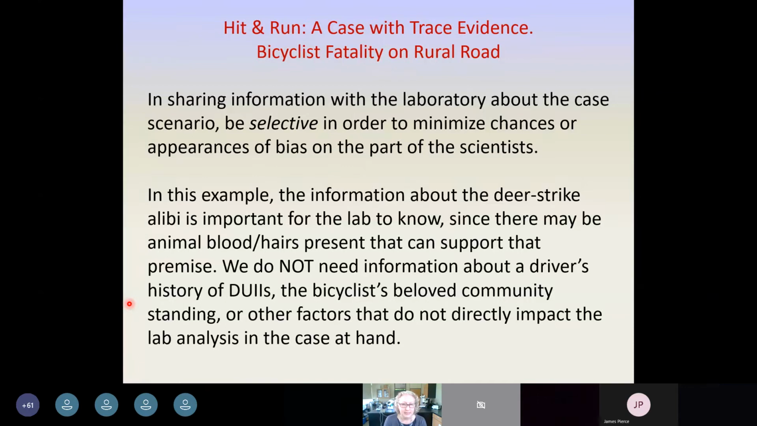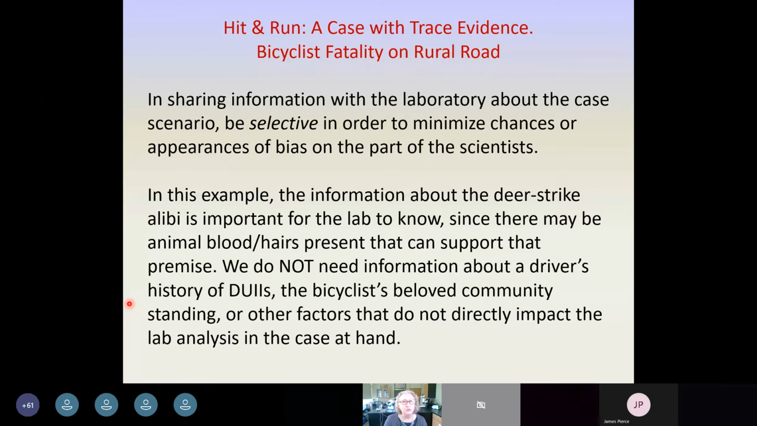But we do not need extraneous information about the driver's history of DUIs, or the bicyclist's beloved community standing, or how much the community is rallying behind this situation, or any other factors that do not directly impact our lab analysis in the case. The reason we ask you to refrain from telling us that information is we don't want any chance of becoming biased, or that there's a perception of bias from us knowing this information.